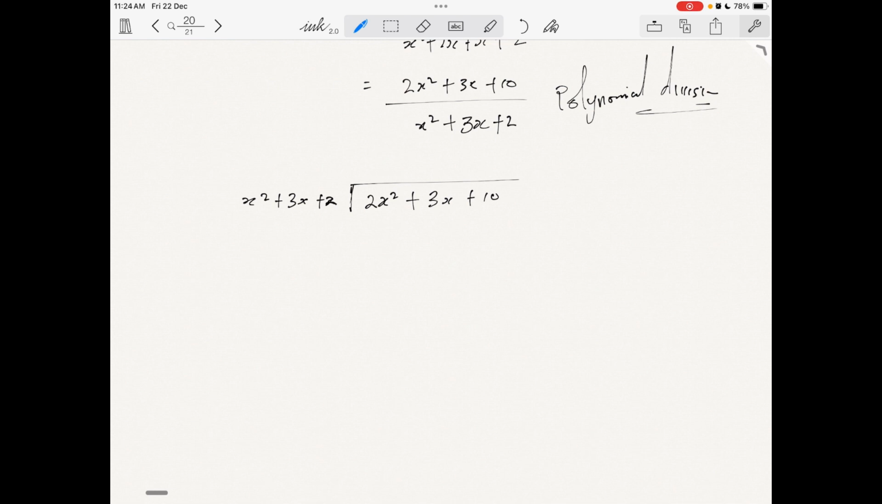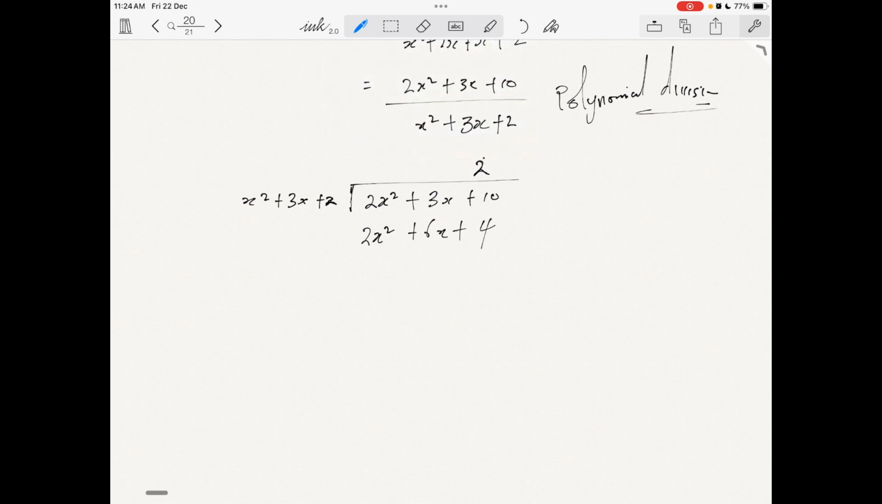Now the first thing to do is to divide the first term of the dividend by the first term of the divisor. So when we divide, we have 2x squared divided by x squared, and that will give us 2. The next step is to multiply this with the whole of the divisor. So that's 2 multiplied by x squared plus 3x plus 2. When we do that, 2 multiplied by x squared gives 2x squared, 2 multiplied by 3x gives 6x, and 2 multiplied by 2 gives 4.